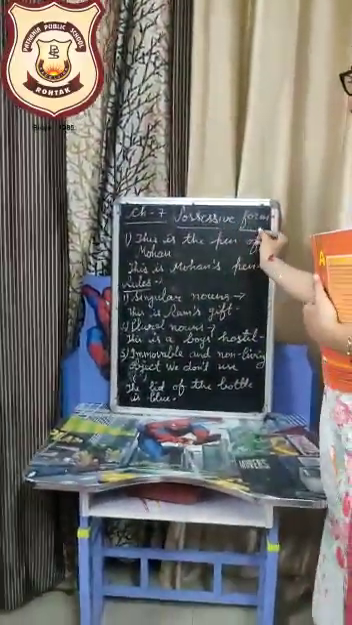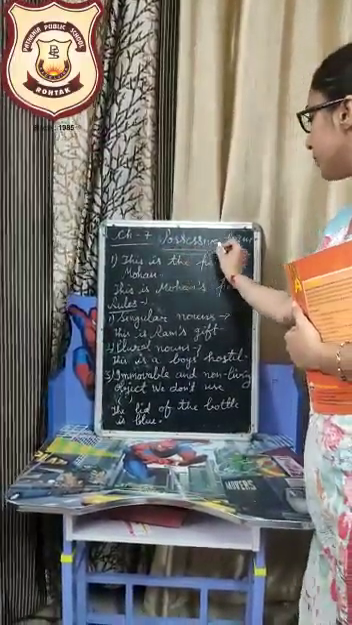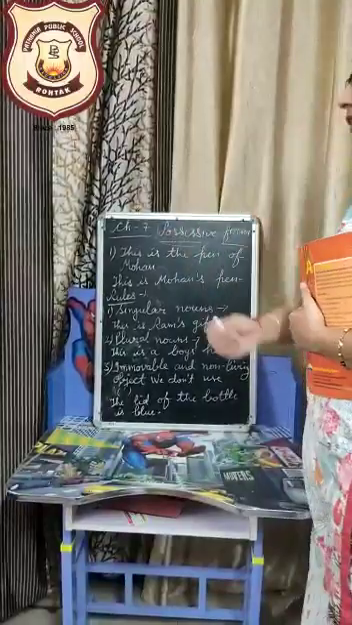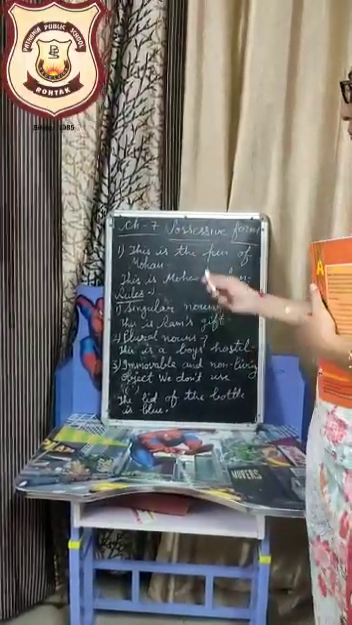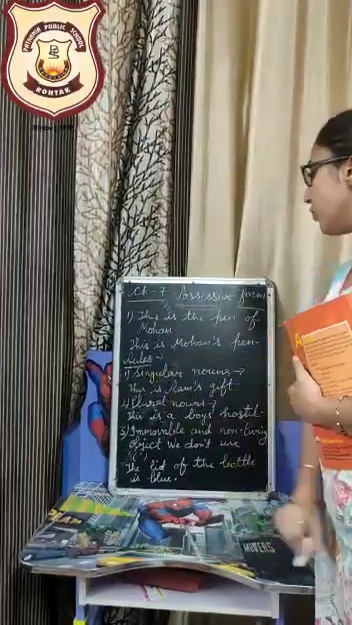It's chapter number 7, possessive form. See, what is possessive form? What do you mean by possessive? Possessive is when it shows the possession. To show the possession, we use apostrophe s, right?